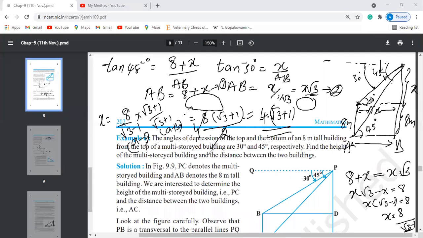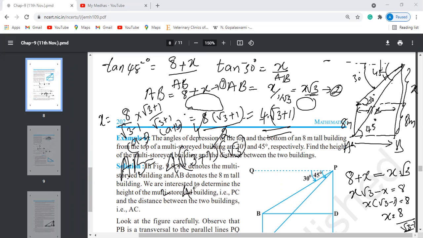Okay. So this is the X value that you have got. Now what is the value of AB? Now you have to substitute in AB. So you know X is 4 into root 3 plus 1, into root 3. So it will be the answer.